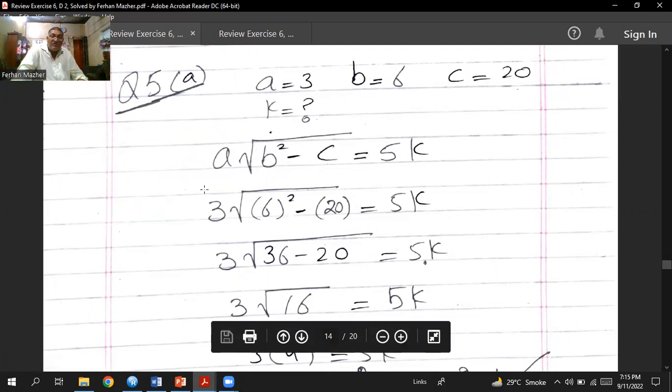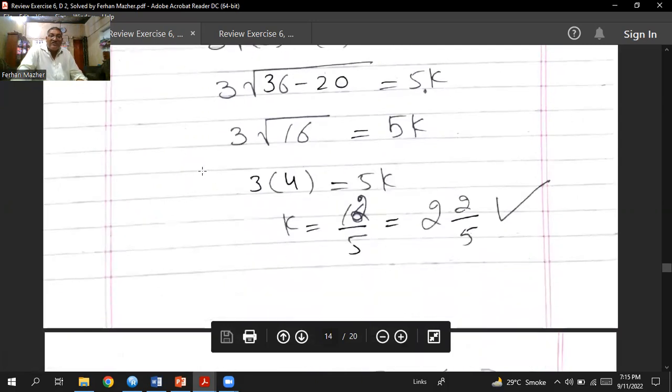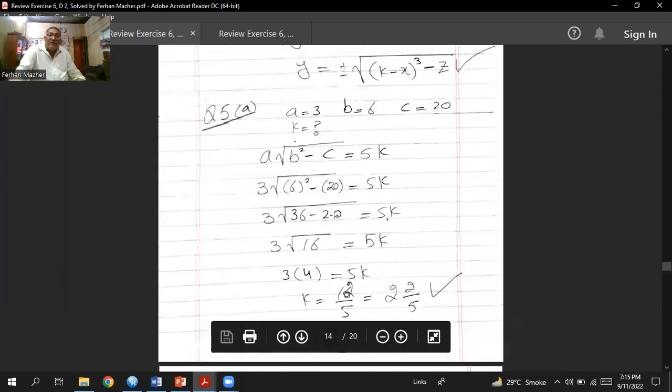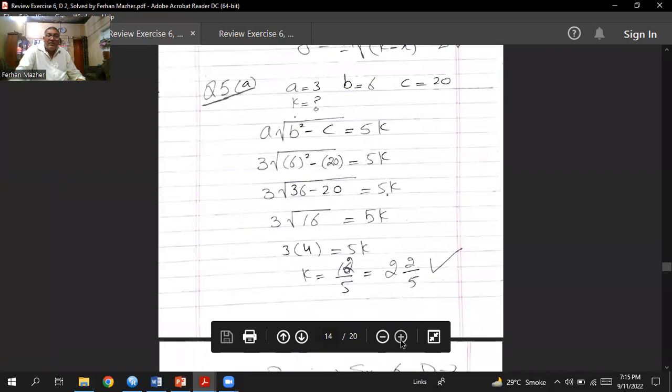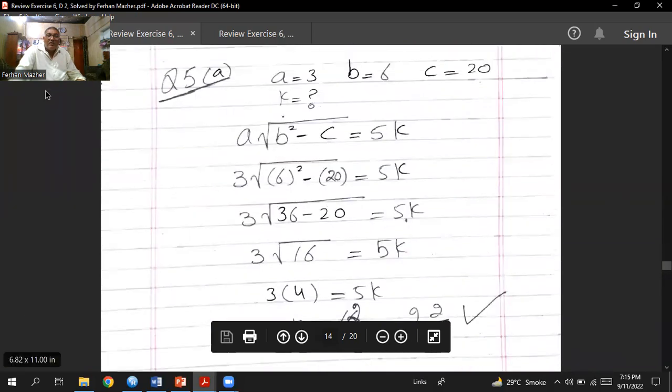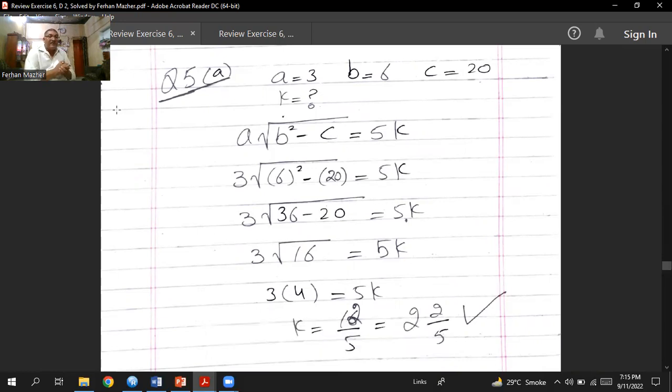So you will have 3 into 4 equals 5k. So 12 divided by 5 is k, which is 2 whole 2 by 5. So the k value is 2 whole 2 by 5. Okay, so this is how you will do question number 5, and I hope you understand. You can pause the video and take your time with this question.